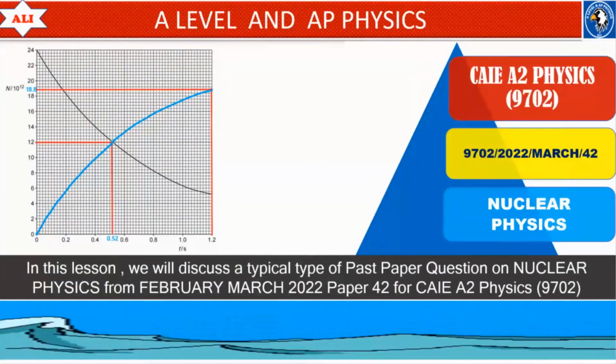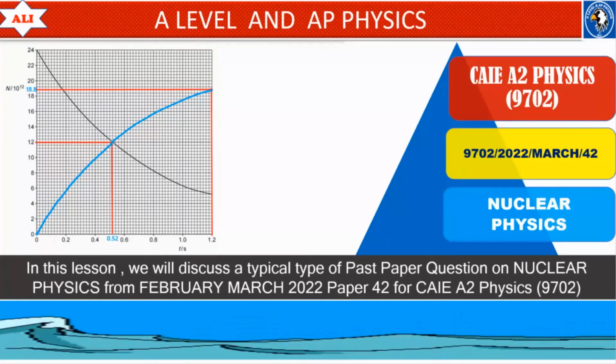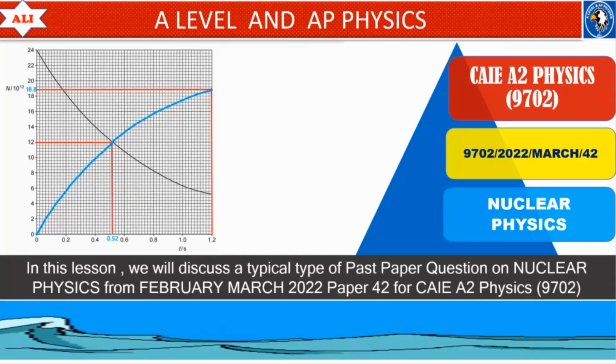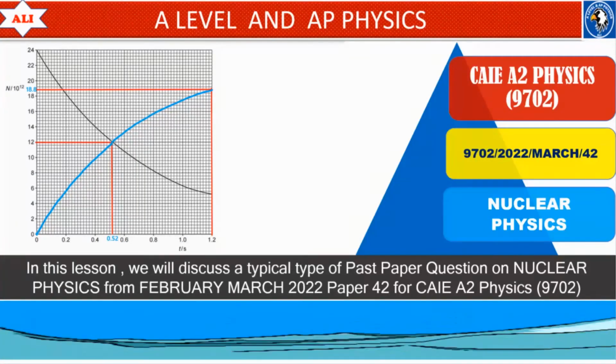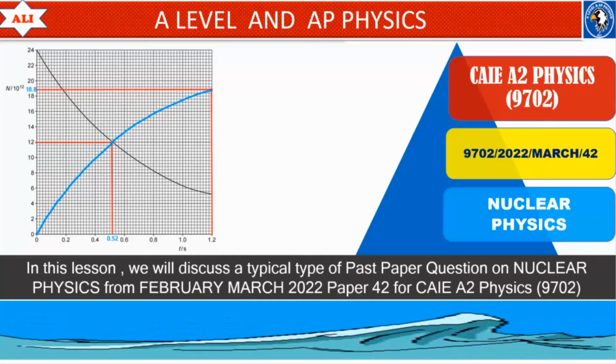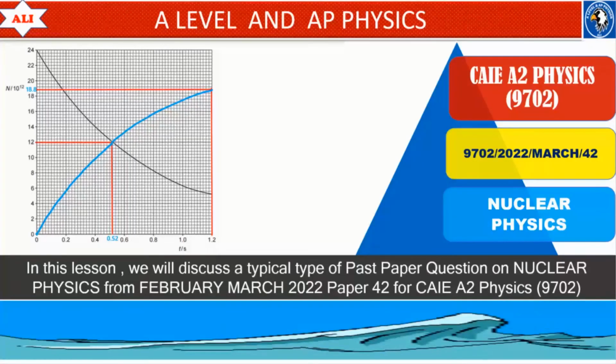In today's lesson, we will discuss a typical type of question on nuclear physics from March 2022, paper 4, variant 2. In this question, we will discuss how to complete the nuclear equation for alpha decay, how to calculate nuclear activity, and how to sketch a graph of daughter nuclei against time. At the end of this lesson, we will also discuss how to calculate energy released in a nuclear decay.